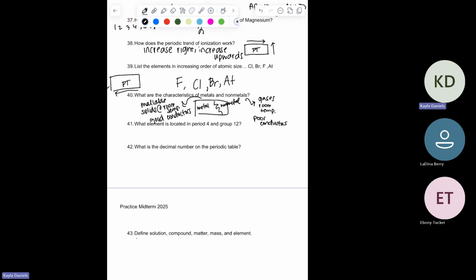All right, elements located in period 4, group 2. So again, you have to just do that little search on the periodic table. So period 4, group 2, calcium? No, group 12. So period 4, group 12, zinc. All right, zinc. All right, the decimal number, that's the molar mass or the molecular weight.